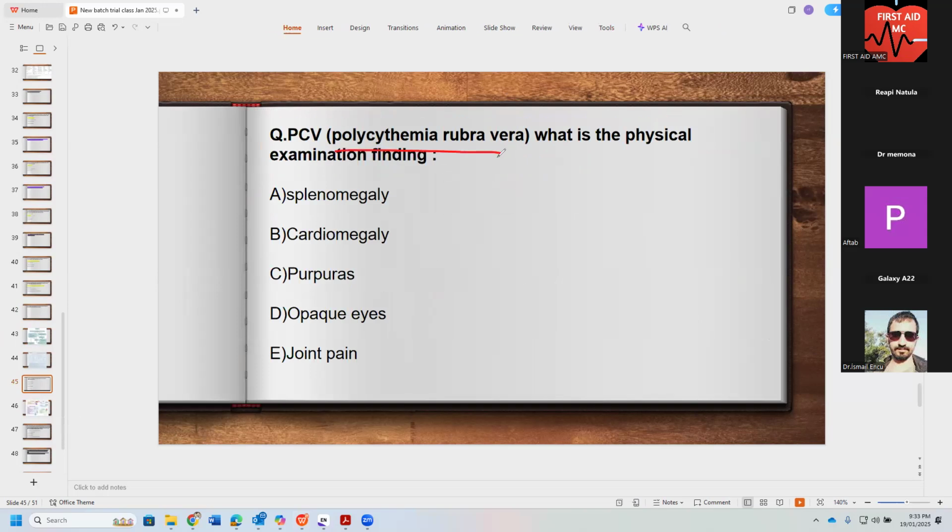Yes, antivenom is given if there are clinical signs of envenomation or if your lab investigation shows chemistry signs of envenomation. Then you can give antivenom. Yes, that is why they have said in the guideline that you need to be prepared for anaphylaxis. Polycythemia rubra vera. What is the physical examination finding? Splenomegaly, cardiomegaly, purpura, opaque eyes, or joint pain. Most common finding of polycythemia rubra vera, guys.